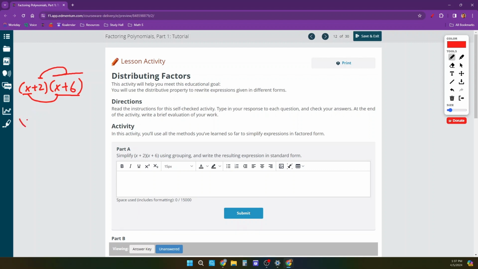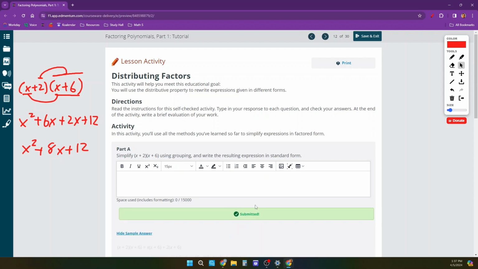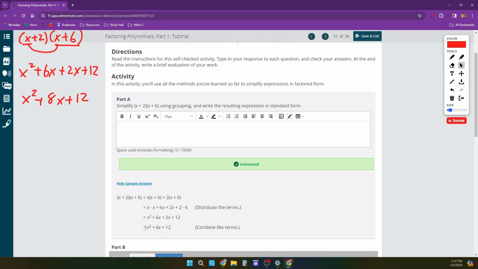So x times x, x squared, x times 6, 6x. 2 times x, plus 2x, and then, of course, plus 12. Combine like terms, so this is x squared plus 8x plus 12. And that should give us our answer. Here we go. We got our correct answer.